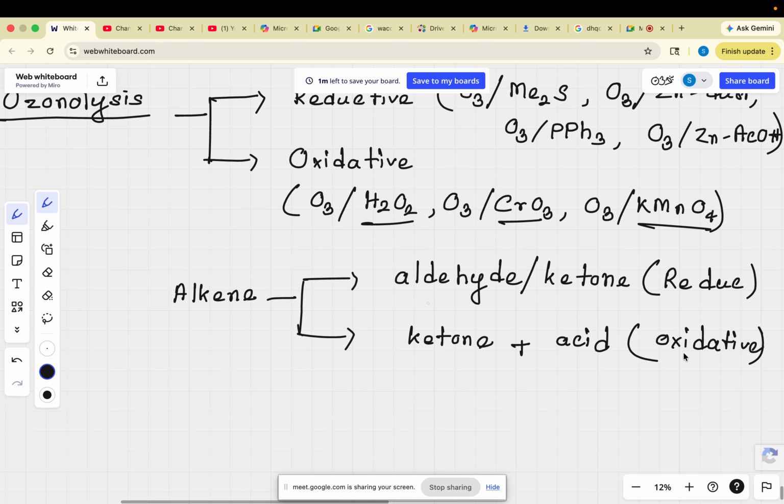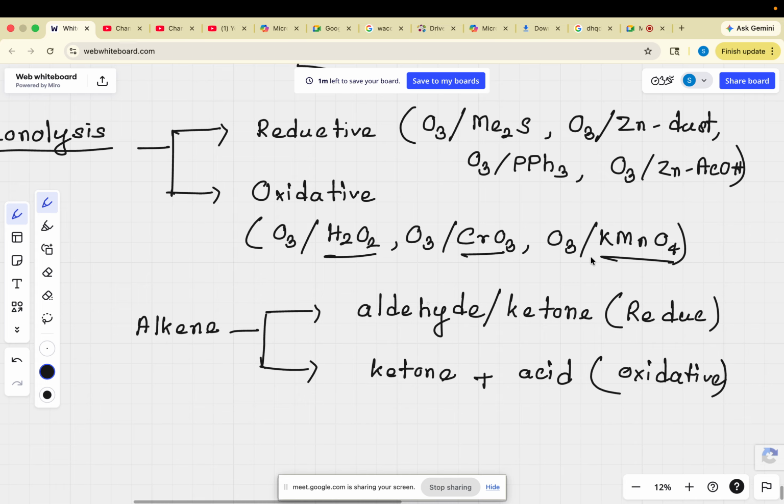So these are the two types. In reductive ozonolysis you will get carbonyl compounds only, but in oxidative ozonolysis you will get carboxylic acid plus ketone, because ketone cannot be oxidized, but aldehyde can be oxidized. Okay, write it down. Done.